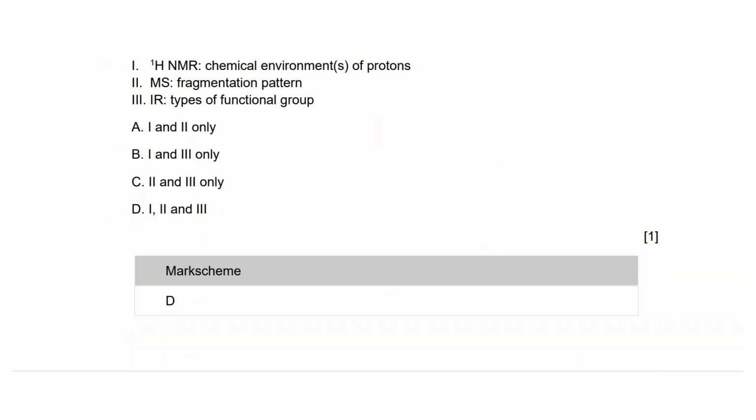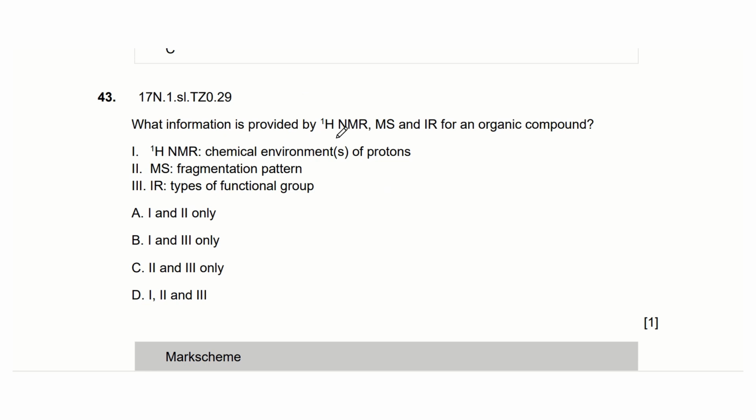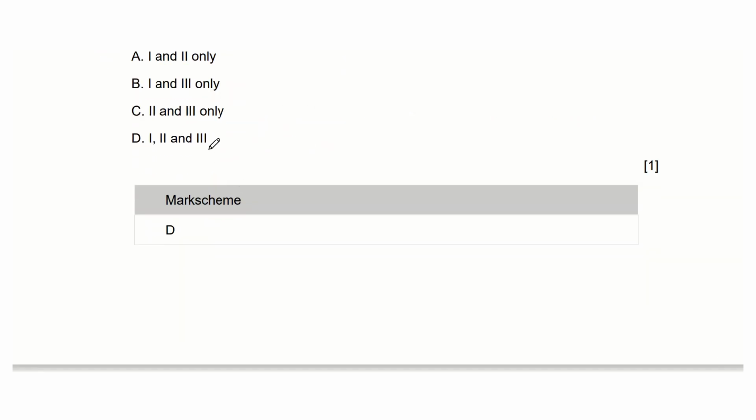Finally, this last question here: what information is provided by proton NMR, mass spec, and IR for organic compounds? The proton NMR, you can tell the chemical environments of the protons. The MS is the fragmentation pattern, and the IR, the types of functional groups. So this answer is very easy because it's D, because it gives you all this information about the organic molecule.